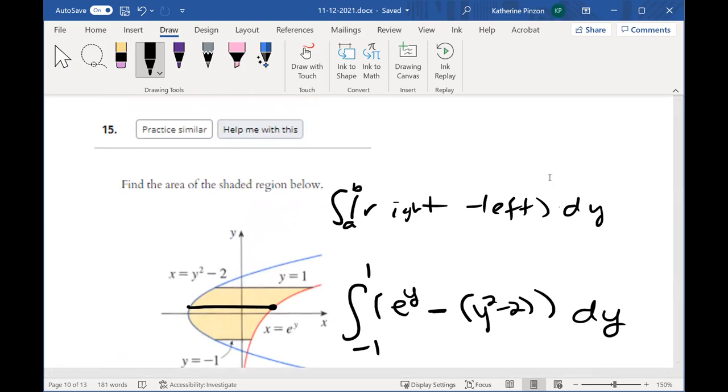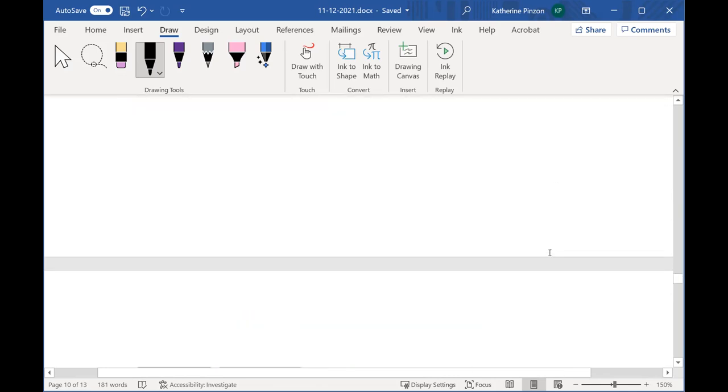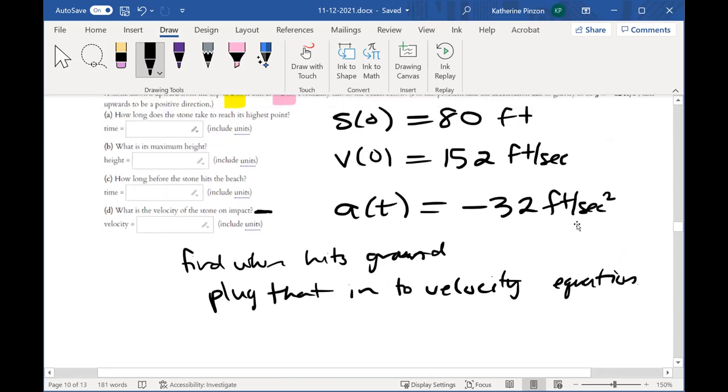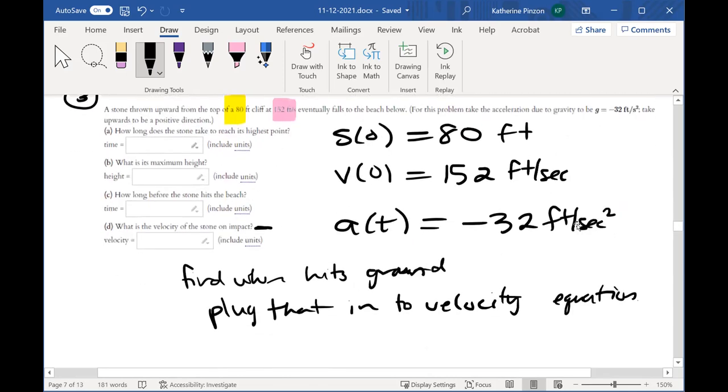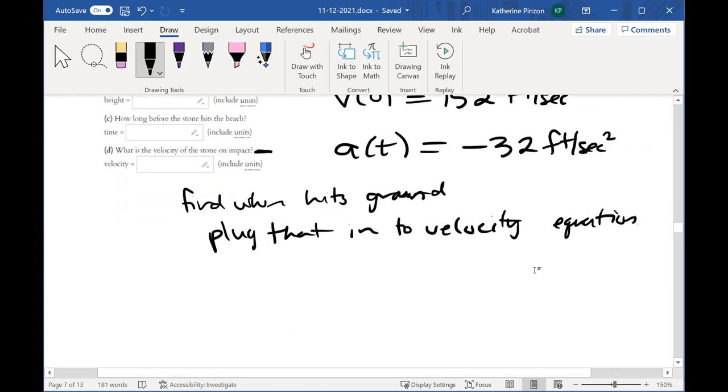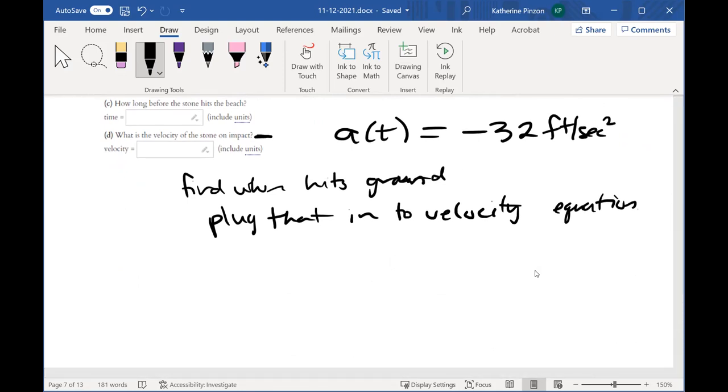Okay, I'm going back up to 3. Here he comes. Where is he? Here he is. Okay. So we said to find A, B, and C, you need to have which equation? The position. Okay, I've got acceleration. How do I get position? Take the antiderivative 2 times. The first antiderivative is going to give you velocity. The second antiderivative is going to give you position. So I'm going to start with acceleration and take the antiderivative 2 times.